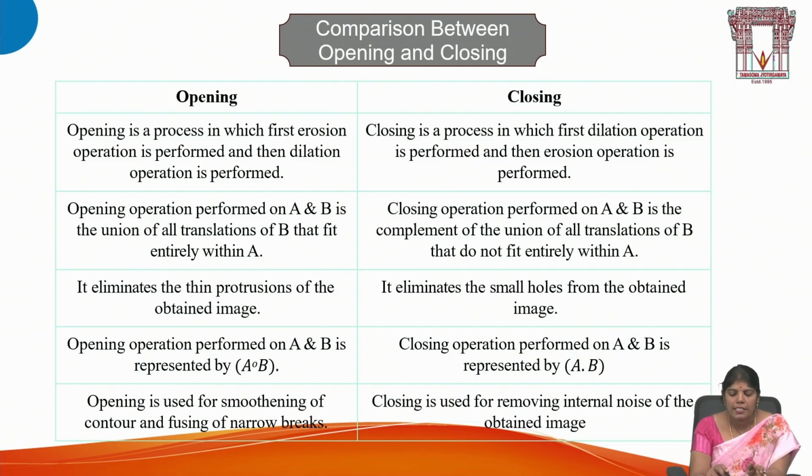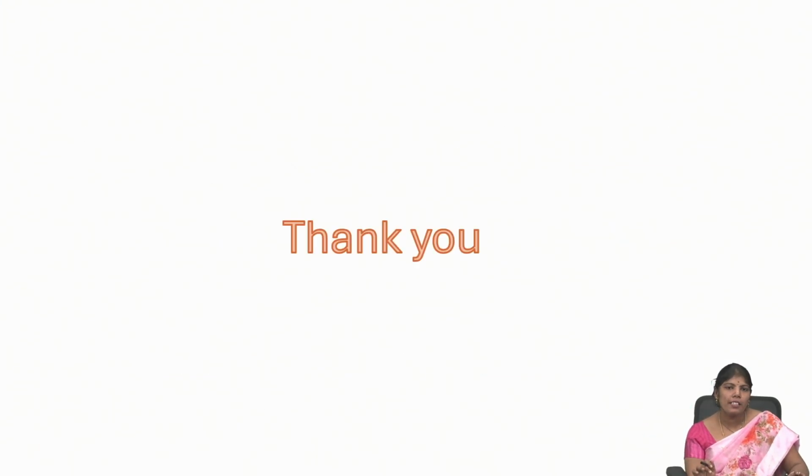And the opening operation is the union of all the translations of B that fit entirely within A. Means the entire translations of A with B. And the closing operation of A and B is the complement of the union of all the translations of B that do not fit entirely within A. The opening operation of A and B is represented by this symbol, A opening B, and this is the closing operation, the filled circle. And opening is used for smoothing and closing is for removal of some noise in the image. These are some differences or comparisons between the opening and closing operations.